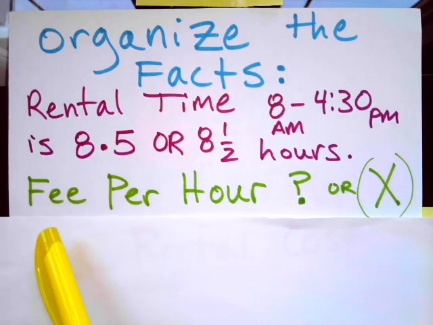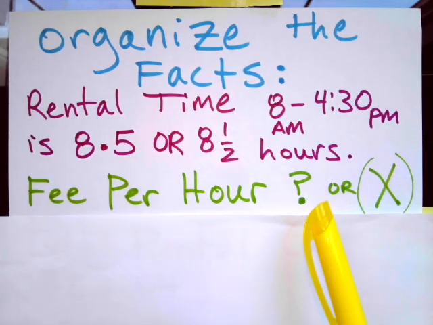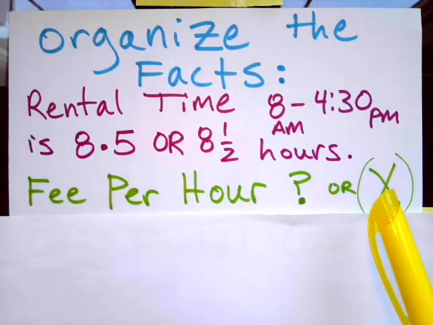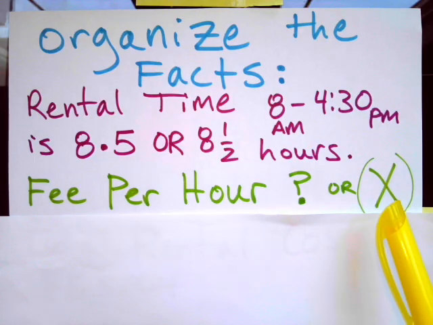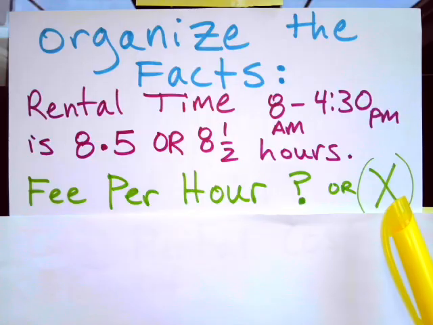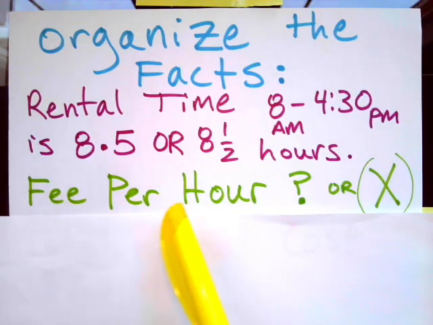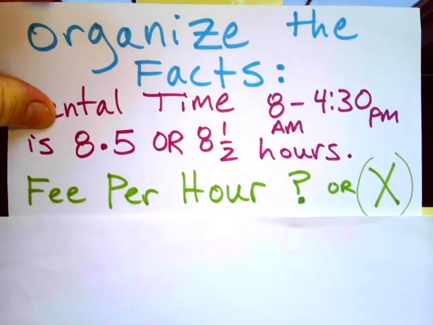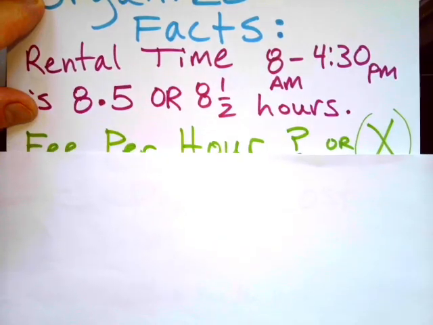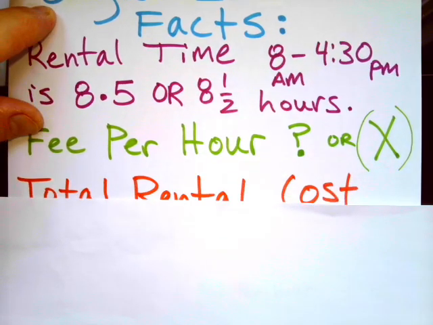So the question was the fee per hour, right? We don't know. That's the question. We don't know, or X, right? A lot of times variables X, Y, Z are used to represent real numbers. We just don't know what they are yet. So we don't know what the fee per hour was. That's an X or a question mark, or however you like to label it, is perfectly legit, because this is your question. This is your problem.